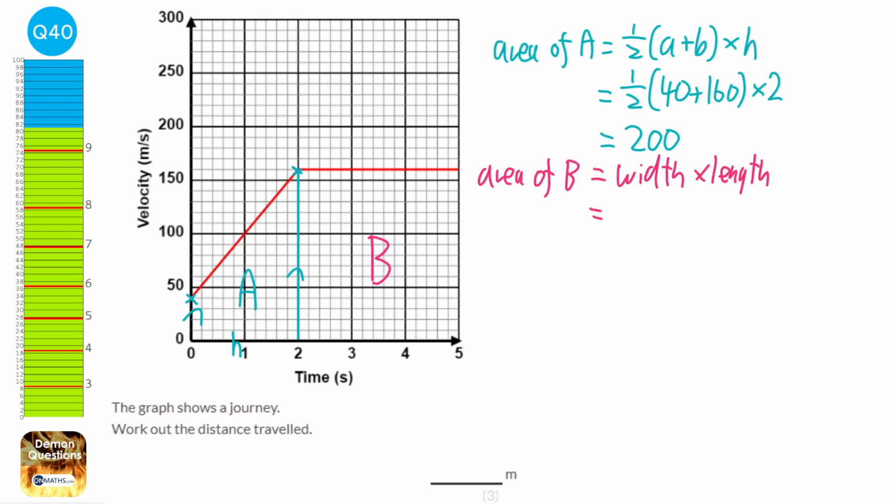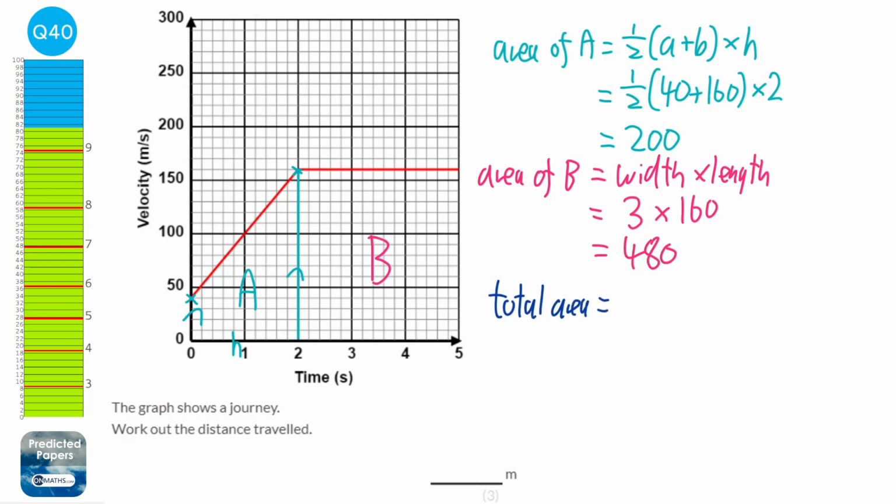So that's going to be 3 wide, and again 160 tall. So 3 times 160, which would be 480. And so we need to work out the total area. And we do that just by adding the 2 together. So 200 plus 480, which will be 680.